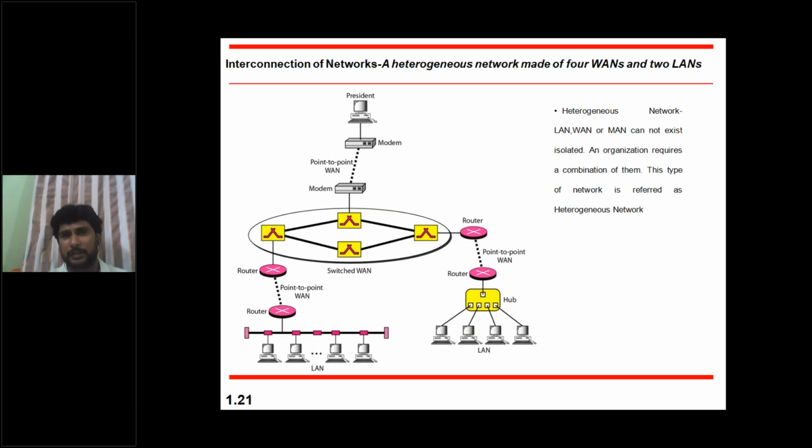It has a WAN, and that too a point-to-point WAN, it might have a switched WAN, and within the city it may have a metropolitan area network, and in one premises it may have one or two buildings connected, which will be using local area networks. So there is a combination of all these different forms of network, which we call a heterogeneous network. I hope we have been clear with this.